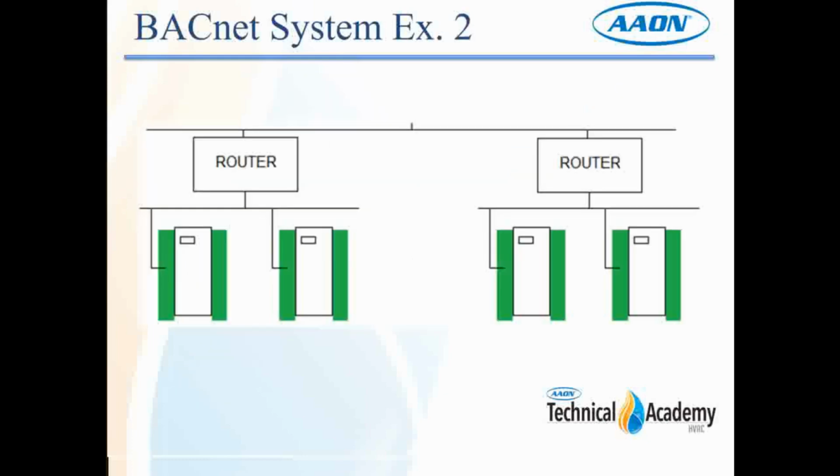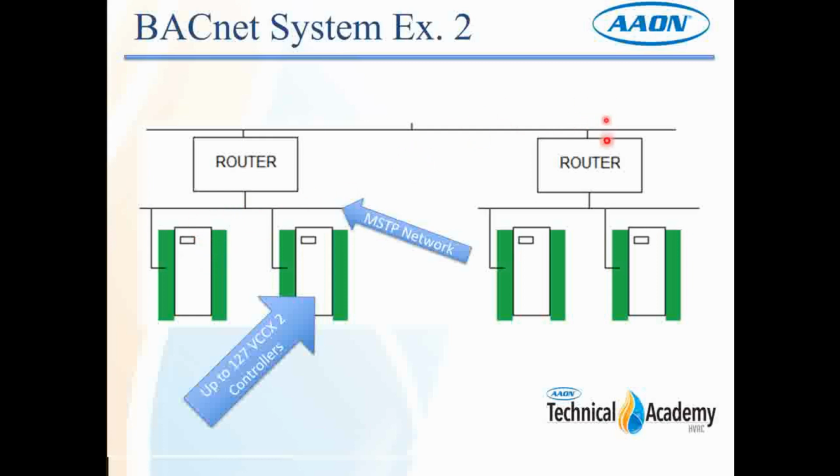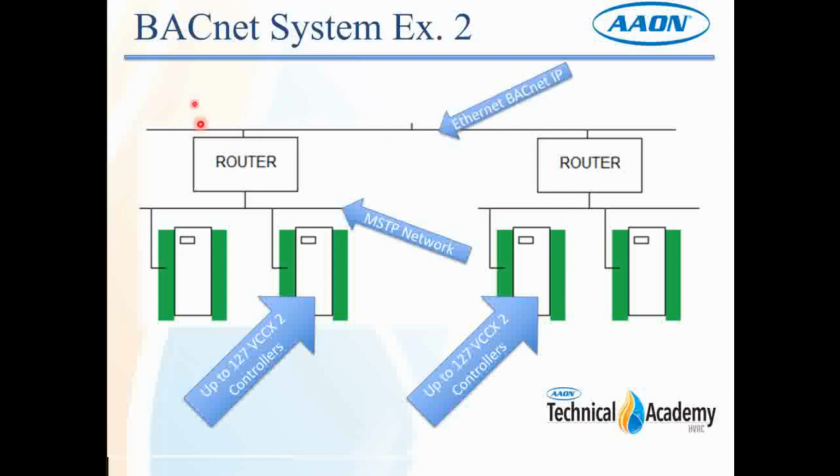So here's another system. In this case, we have two routers. We have a router over here, and this has up to 127 controllers on it. This is one MSTP network. And then we have another router over here with up to another 127 VCCX controllers. Now what's going to make these tie together is this loop right here. And typically on modern systems, this is going to be BACnet IP. So it's going to use the Ethernet cables to tie the routers together. This is going to be what you're typically going to see in today's systems.